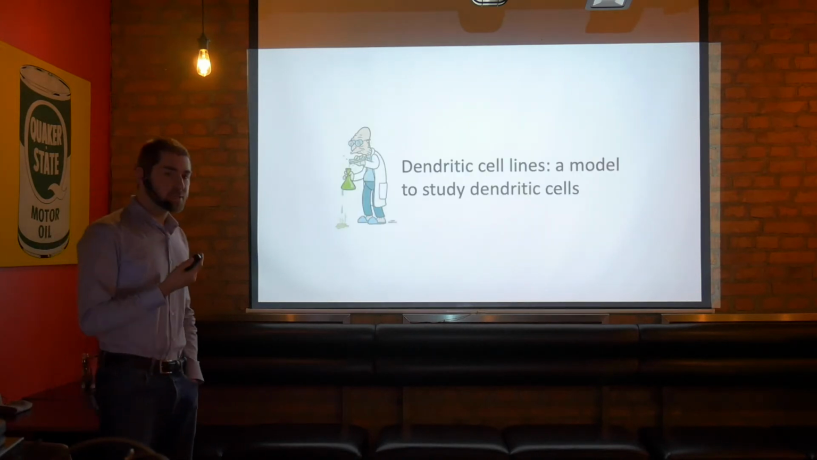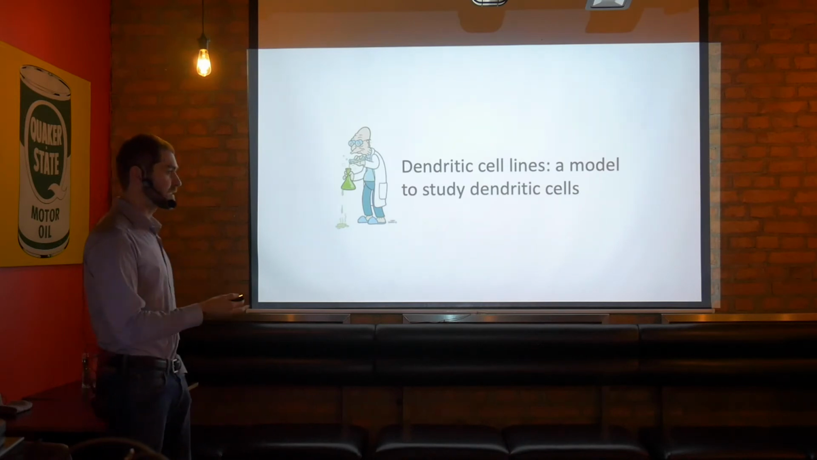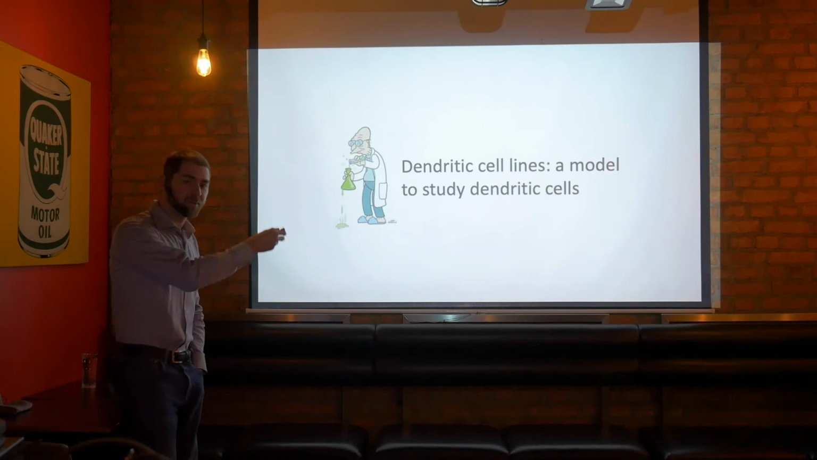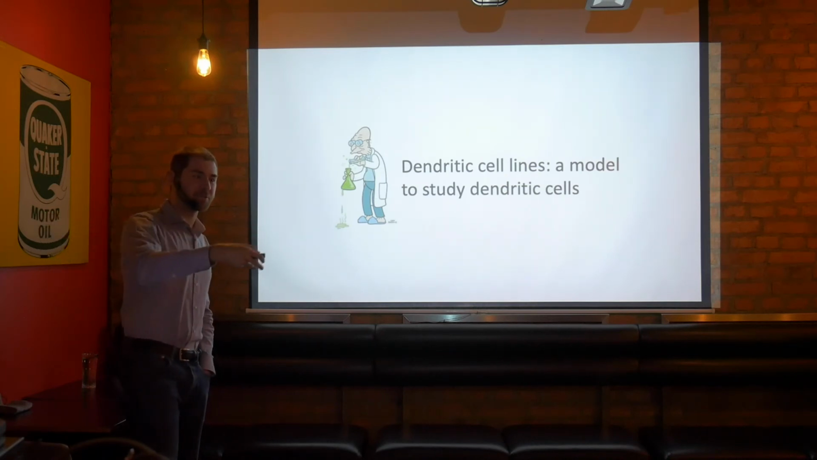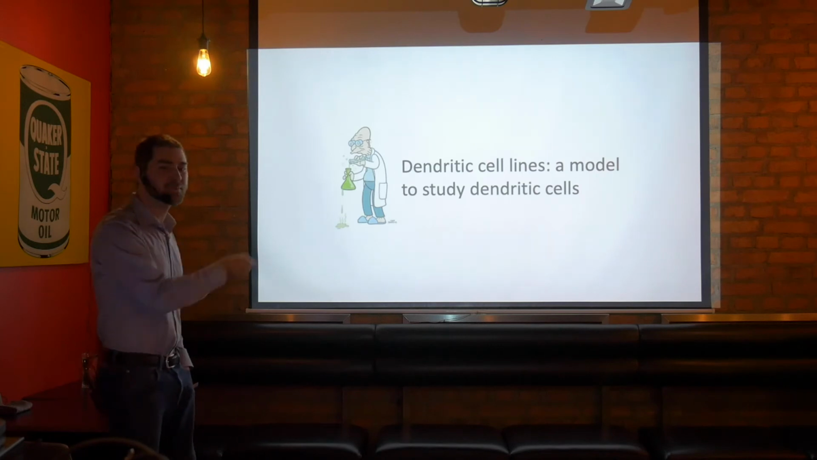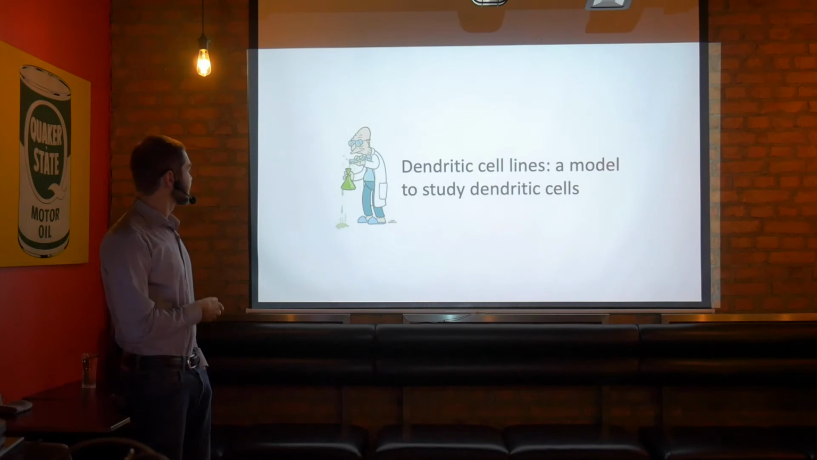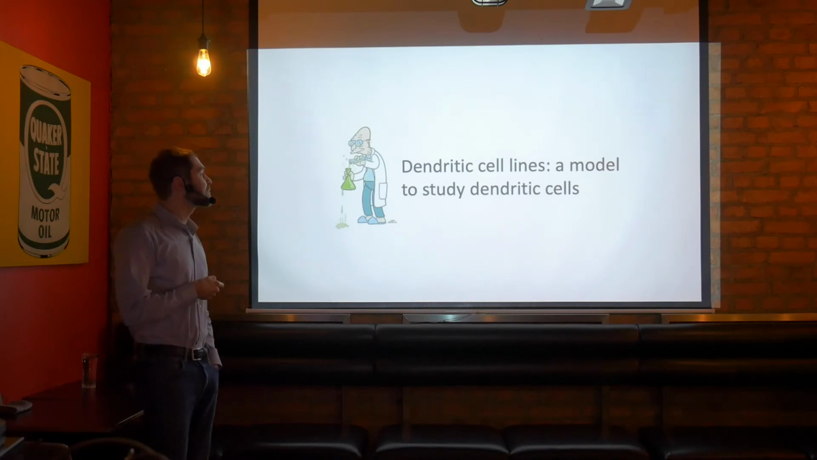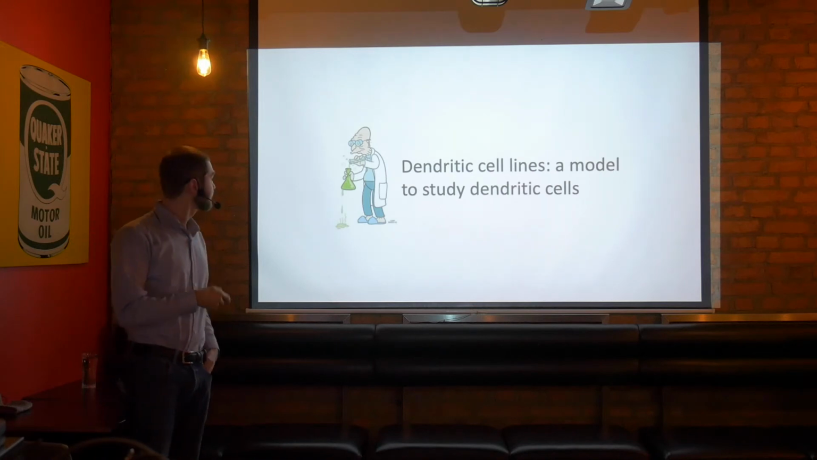So, this is why it would be very useful to have a model of dendritic cells, which, as we said, with a model you can remove all the elements that are not necessary for the solution of a problem. And this instability is not necessary, but actually it's a problem for us. So we decided in the lab to generate a dendritic cell line as a model to study dendritic cells.